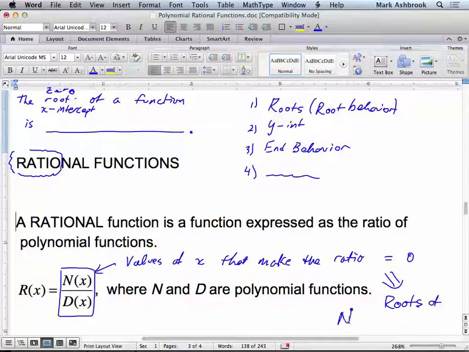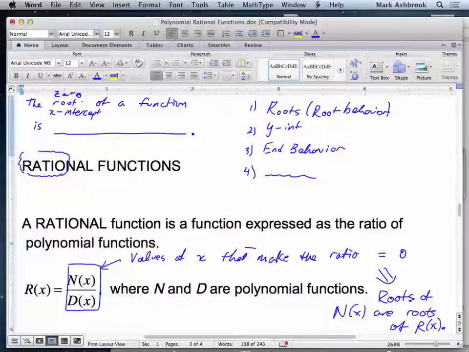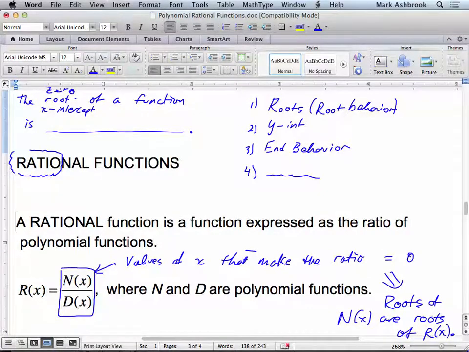So the roots of n of x are the roots of r. So we're going to focus on the numerator. Now we can do it because we know how to get roots of polynomials. We like the factored form, right? If we get the factored form, we just look at each factor and we see what values of x makes each factor 0. So there's nothing new to do there.